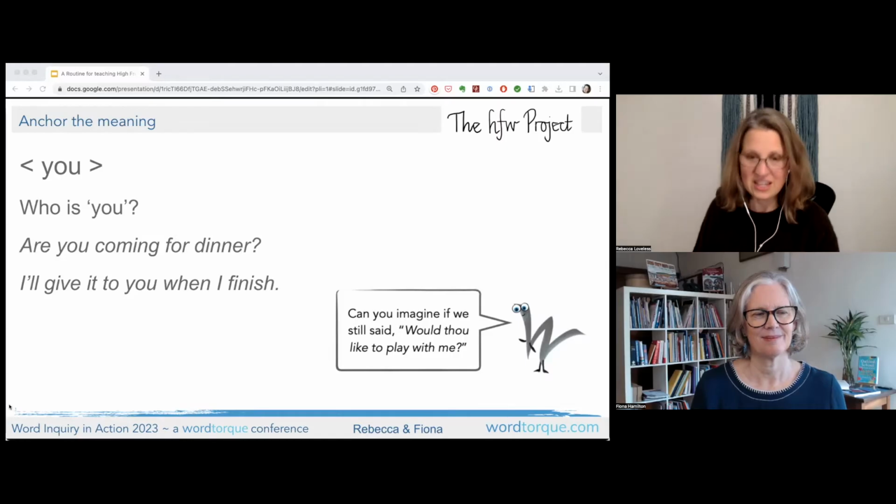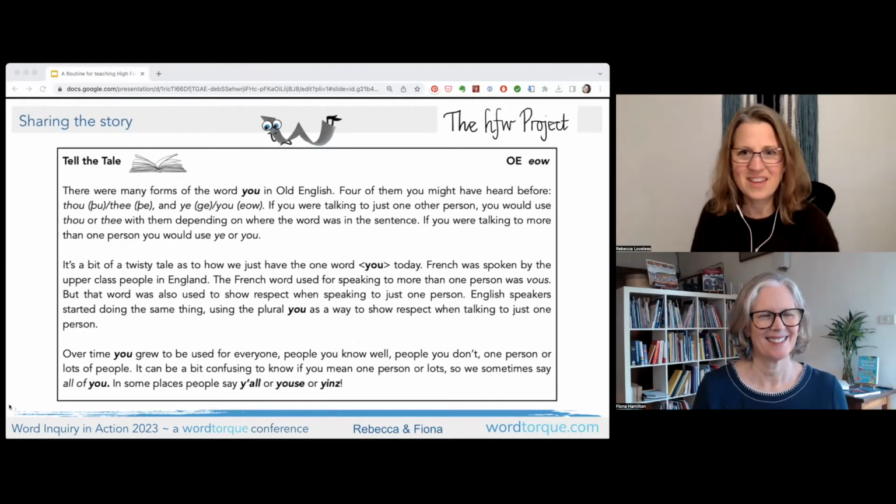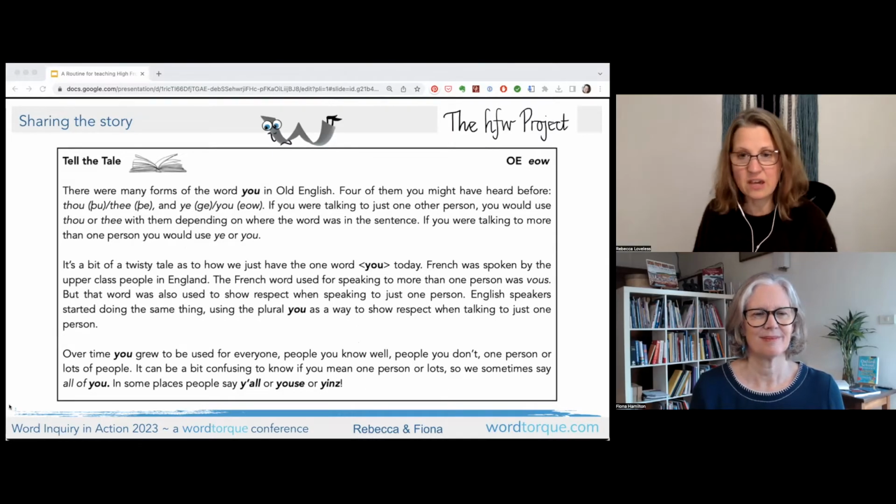And here's weaving a bit of that tale in here. In the history, the students can learn that thou was a form of the word you several hundred years ago. And wouldn't it be funny if we did still say, would thou like to play with me? And so here we go into anchoring this meaning, telling the tale.